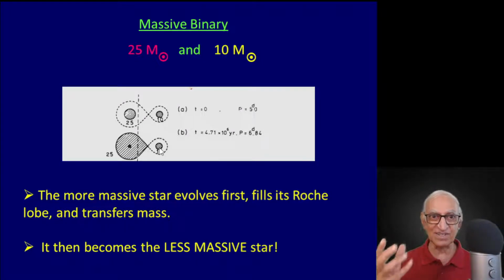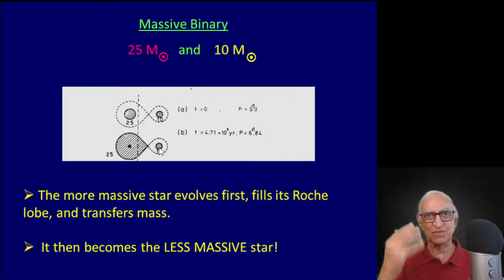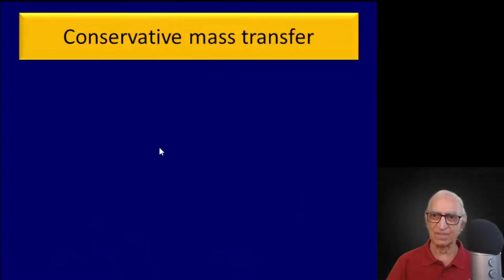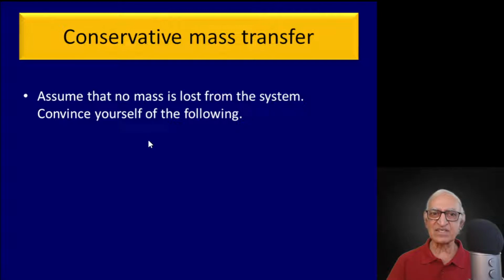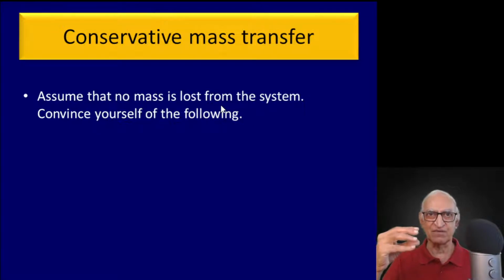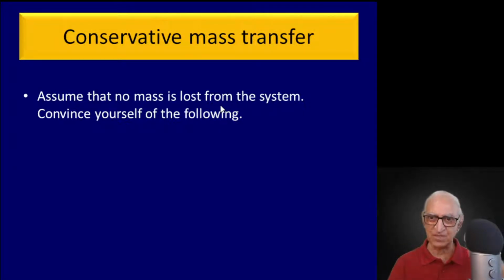In other words, the donor star, which was initially more massive, will become less massive, and the receptor star, or the receiving star, which was initially less massive, will become the more massive star. Now, let us assume that no mass is lost from the system. It's like a tube of toothpaste connected to another toothpaste tube, so it can only go from this tube to that tube. It is not leaving the system. And in physics, this is known as a conservative mass transfer.